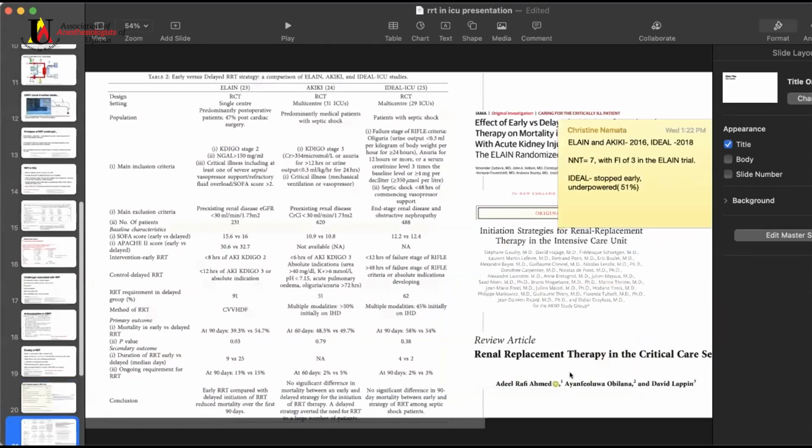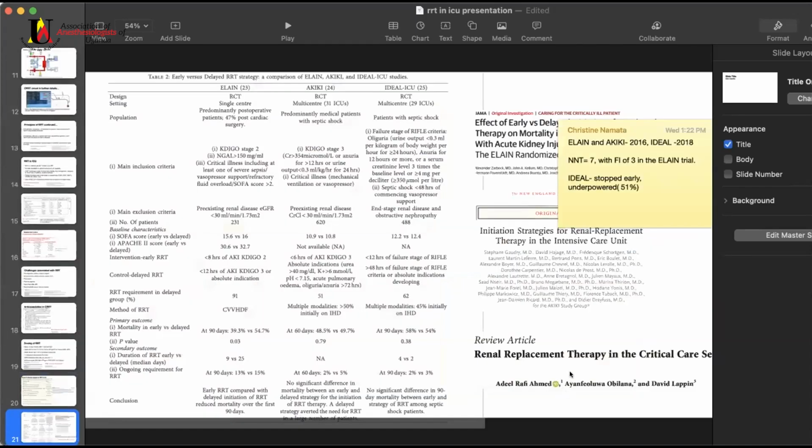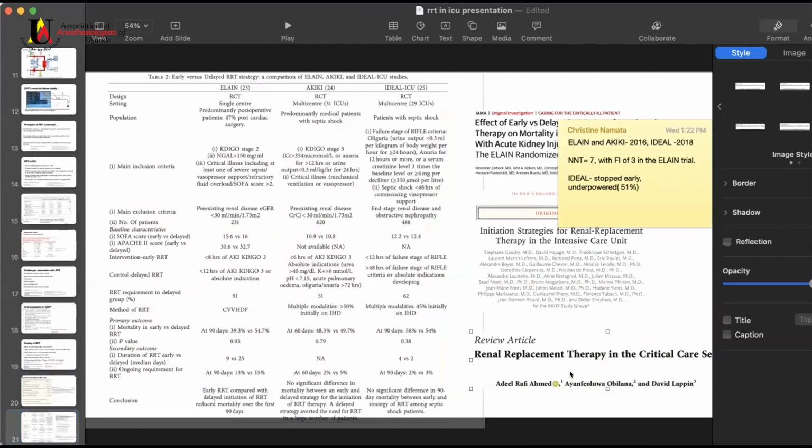This is from a review article from 2021. They were comparing studies that looked at the timing of initiating renal replacement therapy in ICU. The ELAIN trial, that's from 2016, as well as the AKIKI one. The ELAIN trial was single center, and they were mostly surgical patients, post-cardiac surgery. They recruited patients at critical KDIGO stage 2, so a bit less severity of renal injury, who are critically ill.